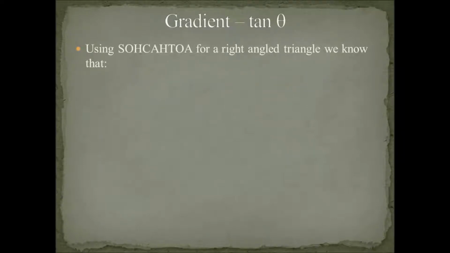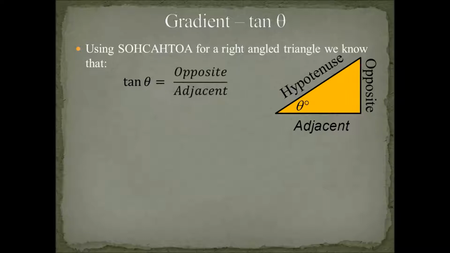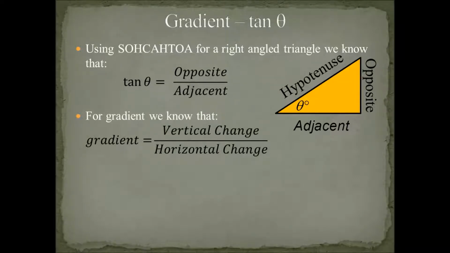So, proof of why tan theta can be used for gradient. If I use SOHCAHTOA for a right angle triangle, we know that tan theta is your opposite over adjacent. But we also know that gradient is your vertical change over horizontal. Well, between 2 coordinates, you will always create a right angle triangle. Therefore, from the diagram you can see in yellow there, your opposite will always be your vertical change and your horizontal, your adjacent. That leads to the gradient being opposite over adjacent, which in turn means we can replace that by tan theta.